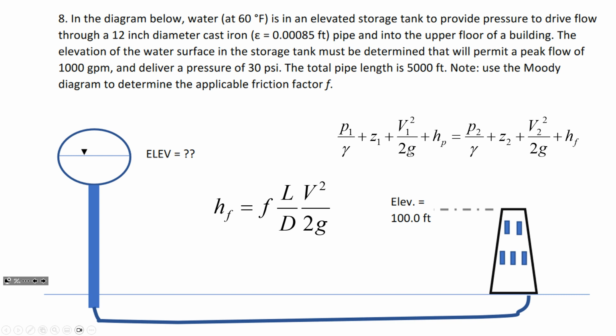V1 divided by 2g, that means the velocity at the location in the tank. It's not talking about the velocity of the water in the pipe. V1 means just the water in the tank. And we're just going to assume that the water in the tank, like maybe the water level's going down a little bit, but so slowly that it can be neglected. So the V1 term is also canceled out. In the energy equation, does anybody remember what the h sub P term stands for?